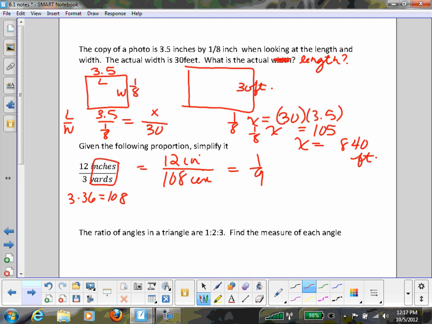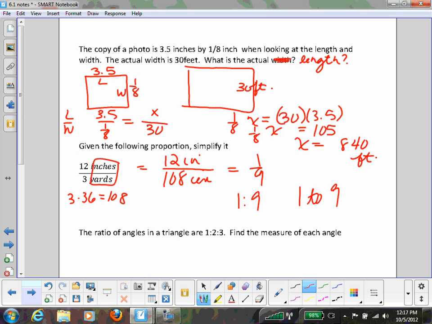If I wanted to write this differently, I could say 1 to 9, can't I? Or 1:9. So here's the kind of golden rule. If it's given to you as a fraction, give me the answer as a fraction. If it's given to you with colons, then give me the answer in colon form. And if it's given to you with the word "to" in there, then write the answer in the same way in simplest form. Yes? With this problem, couldn't you put 12 inches into 1 foot?